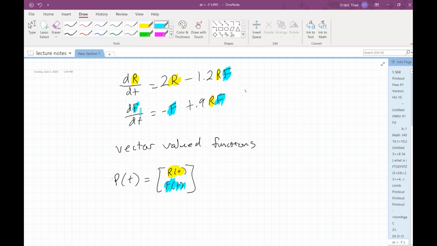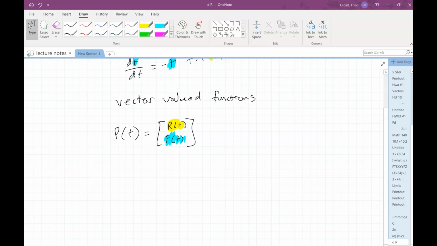So that means we could call this P the solutions vector, or vector valued function, I mean. If we know that this is true, then we could also take the derivative of P of t. Of course, you can take the derivative of a vector valued function, which would give you dr dt and df dt. This represents the derivative of the vector valued function, which is the solution to this differential equation.